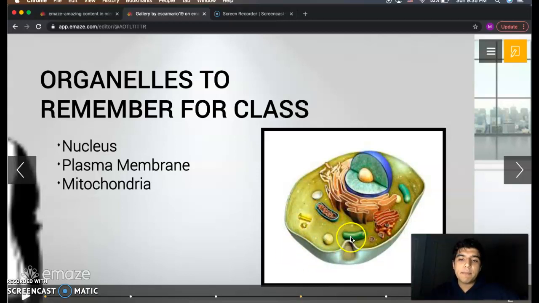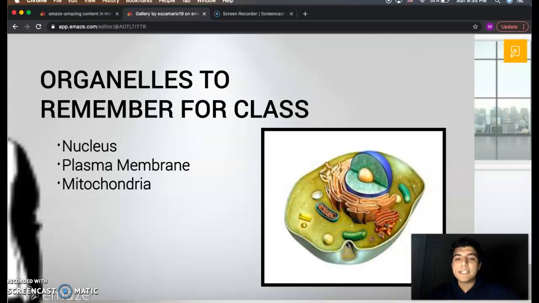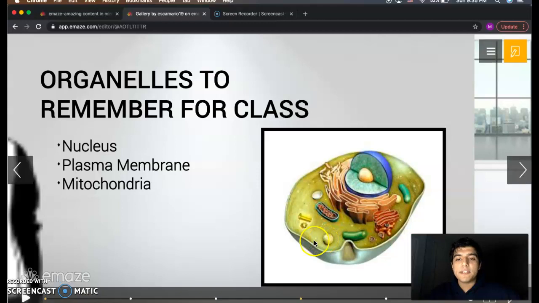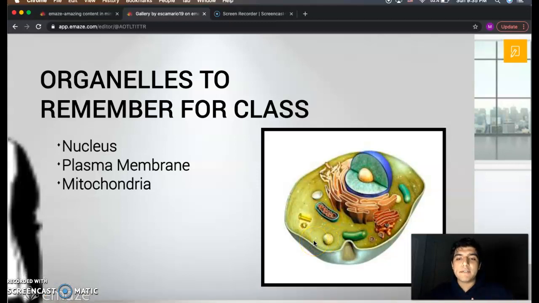And finally, the plasma membrane. Well, that's basically the boundaries of the cell, the outside. Okay, the plasma membrane is what protects the cell from invaders, from foreign substances. You can think of the plasma membrane as the border of the cell. Okay, and it's very important for the cell because it keeps it alive. It protects the cell from being attacked, or from unwanted substances getting into the cell.